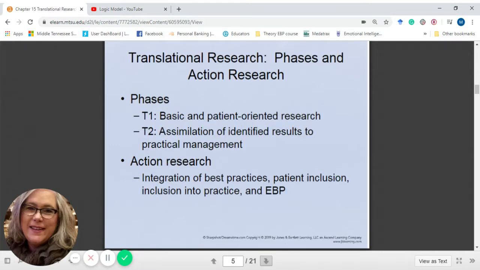And there's phases in the translational research and action research. We have patient-oriented research, assimilation of identified results to practical management, and then integrating those best practices, quality improvement problems into patient care. And we include the patients in this process. What do they see as the best way to do this? So we look at all that.